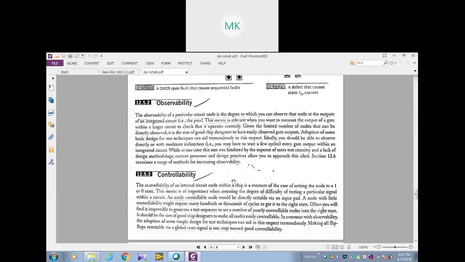It is not possible. So millions of nodes will be there, or hundreds or thousands of nodes will be there internally in the chip. Okay, if it is possible to see the condition of that individual node, that is called observability. If you can see what is the condition of that particular node from the outside pin, that is called observability.